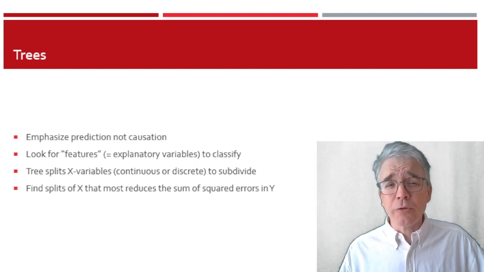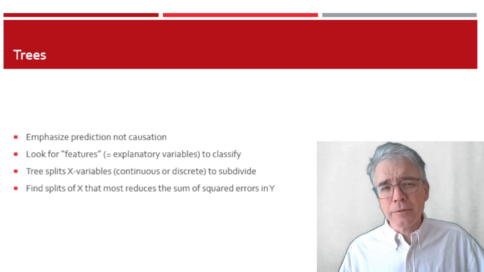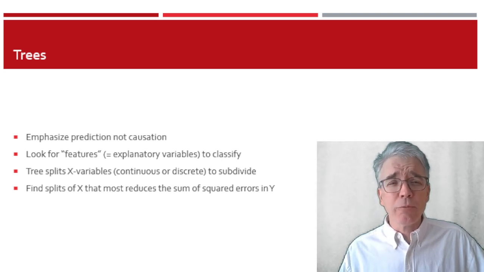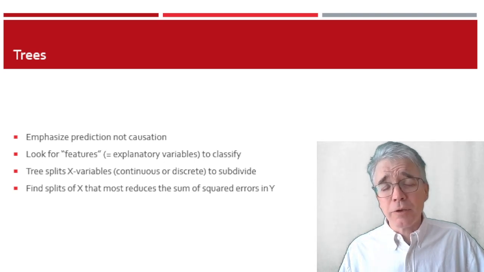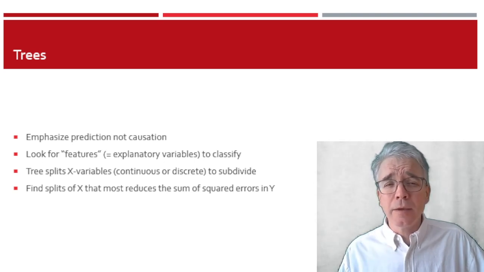The X variables can be continuous or discrete. For instance, in the simple example I just gave, does the person have a college degree? That's a yes-no. But how old are they? That's continuous, but the model can pick a salient age. Now, each of these explanatory variables, the set of X variables, is called a feature. That terminology gets used pretty often.